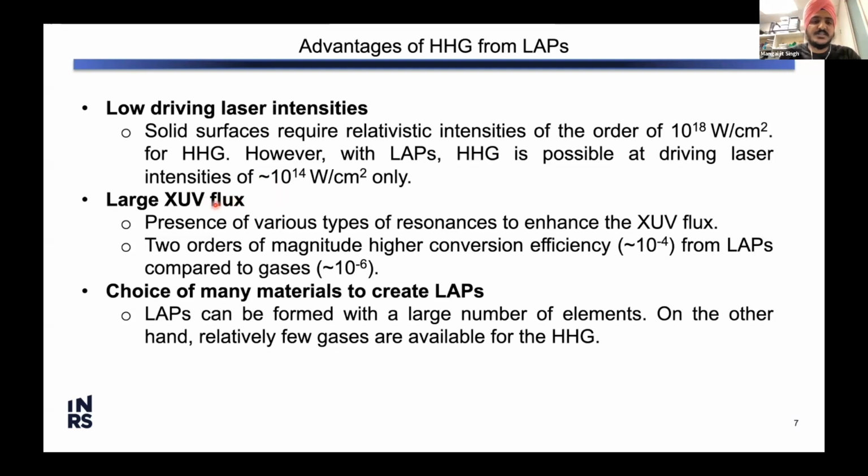And then talking about the generated XUV flux from the laser-ablated plume method, as I will explain in the coming slides, the presence of different kinds of resonances can influence the harmonic generation process from the laser-ablated plume. And these resonances can enhance the conversion efficiency for the generated XUV, and we can have very high conversion efficiencies of the order of 10^-4 in the presence of resonances. And this efficiency is about 2 orders of magnitude higher than the typical conversion efficiency obtained from gases.